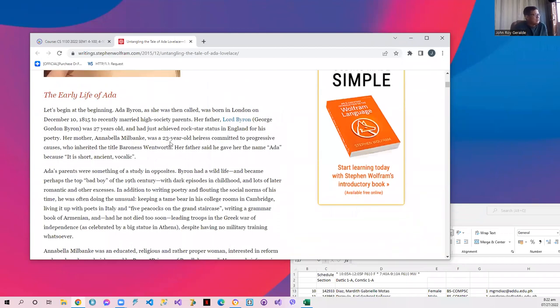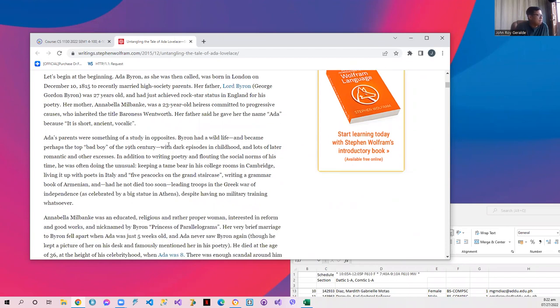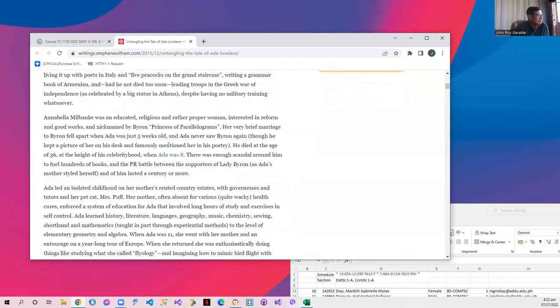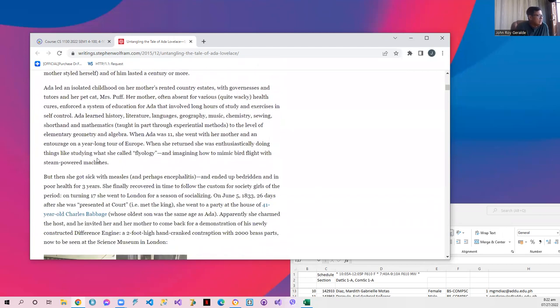So, as a young student, she got interested in mathematics, particularly binary math. Her father is Byron, George Gordon Byron, a lord, Lord Byron. So she was called Baroness, Countess of Lovelace. Byron died at age 36.